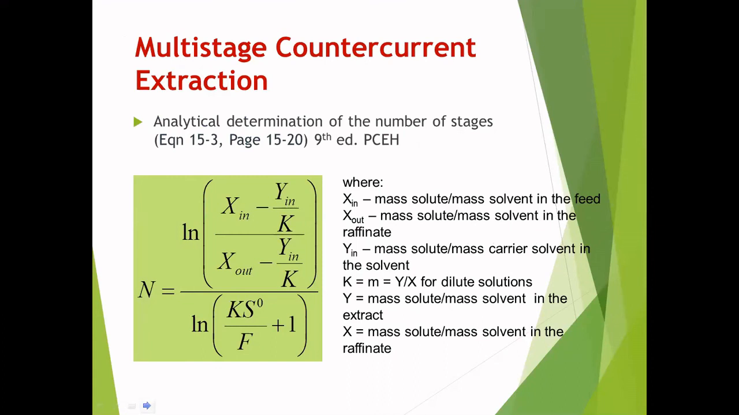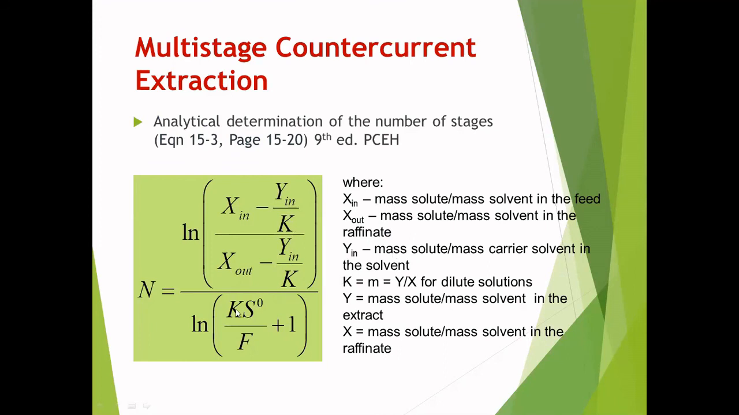Now, in your handbook, the 9th edition, I just checked on it a while ago, the equation that I have indicated here is on page 15-20, Equation 15-3. In determining the number of stages without having to rely on any equilibrium data that is to be based on a diagram or on a table, you are, though, required to know the distribution coefficient, the K. Now, X in, X out, Y sub in, and we don't have Y sub out here, are all defined in here, all taken from your handbook.